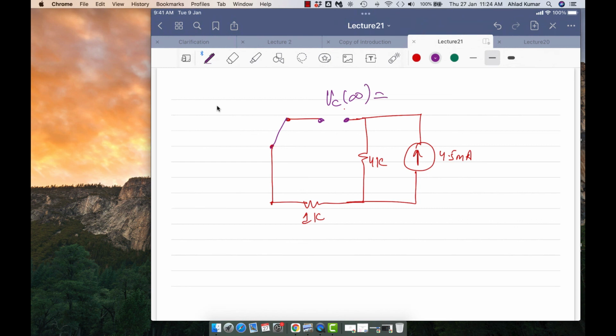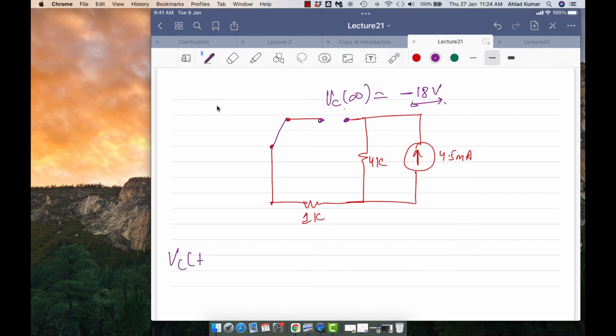Sorry? 18. It will be 18 or something else? Minus 8. Yes, right. It will be minus 18. So VC at infinity is minus 18 volts.